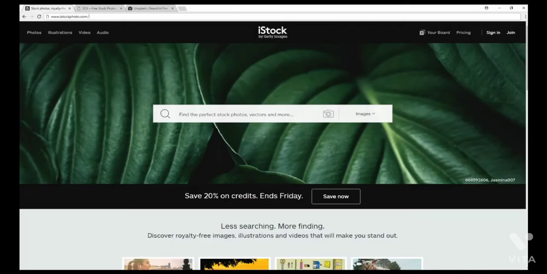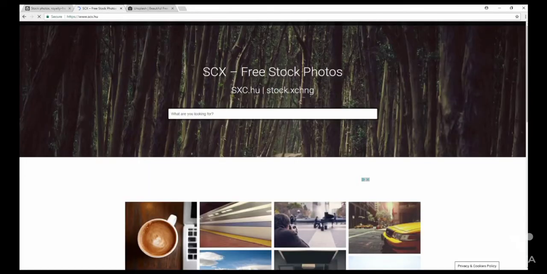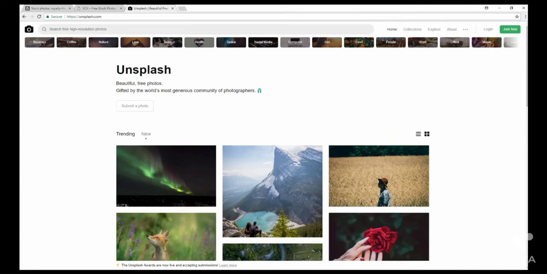One way to get images is by using stock sites. These include the likes of iStockPhoto, Stock Exchange, and Unsplash. All of these sites provide a selection of different images that you can use completely for free, as well as some that you will need to buy a license for.